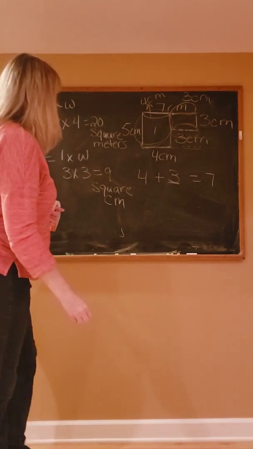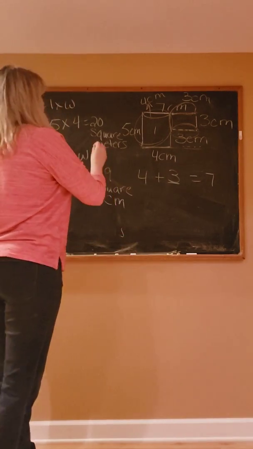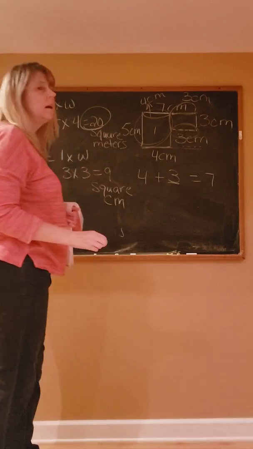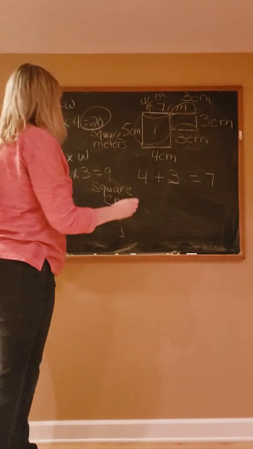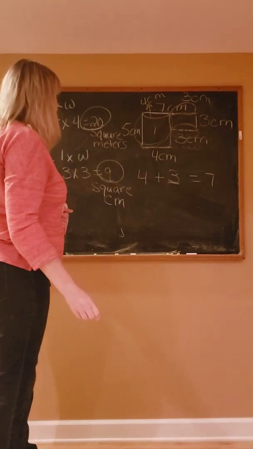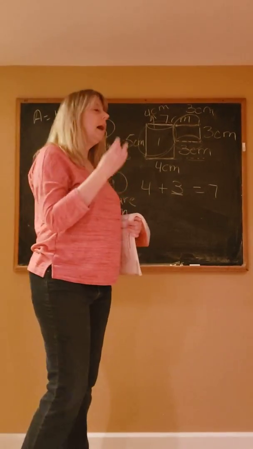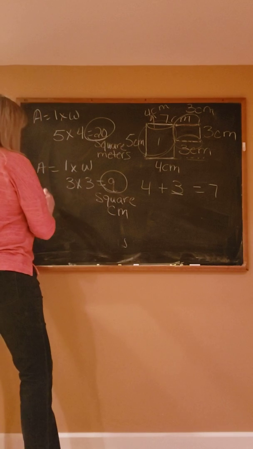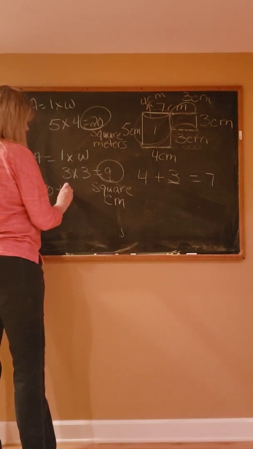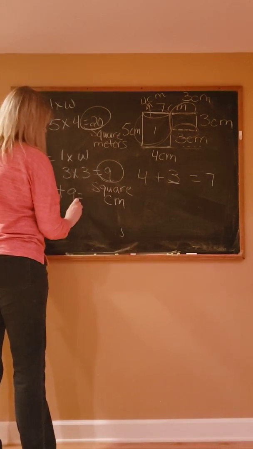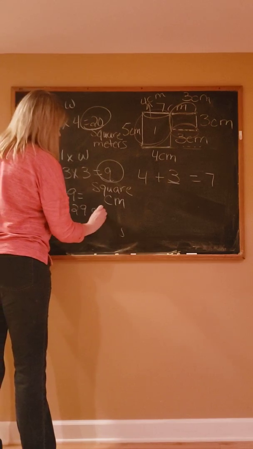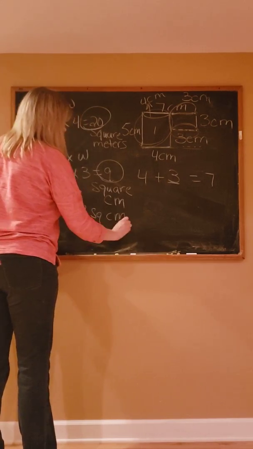Okay? Now, this is the area of my first rectangle. This is the area of my second rectangle. I can't leave it like that. I have to add both of them together. So 20 plus 9 is going to give me 29 square centimeters.